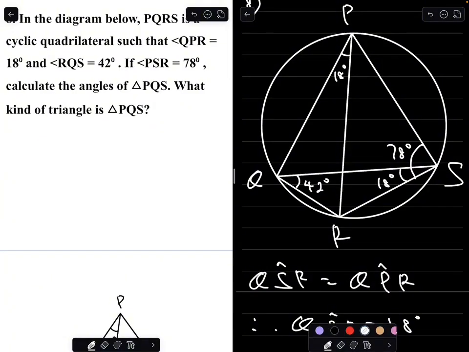Okay, if this angle is 42 degrees, then this angle will also be 42 degrees. And the reason for that is angles in the same segment. You can see there's a chord here which divides the circle into two segments, this minor segment and this major segment. So these two lines form an angle at the circumference of the circle by touching the extreme ends of the chord.